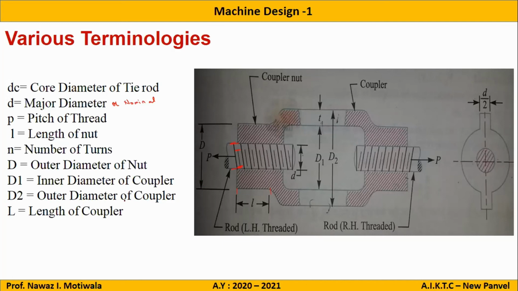Then D1 and D2, capital D1 and D2, are the inside and outside diameter of this coupler. So the highest diameter will be D2 of the turnbuckle, and inside it will be D1, and L will be the length of the coupler. So this is not marked, I think, in the diagram. So this is the length of coupler from here to here. This is L, length of the coupler. So please write down, and then we will see the actual turnbuckle joint.